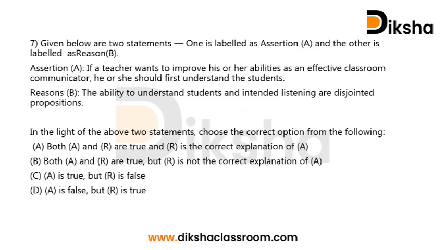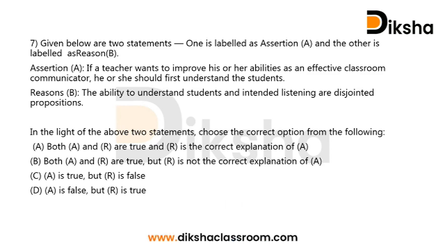Moving to the next question, question number 7. This is an assertion reason question. Two statements are given. You have to read these statements carefully. Then you have to find out if the reason statement is the correct explanation of the assertion statement. Assertion statement states that if a teacher wants to improve his or her abilities as an effective classroom communicator, he or she should first understand the students. Reason B states that the ability to understand students and intended listening are disjoint propositions.